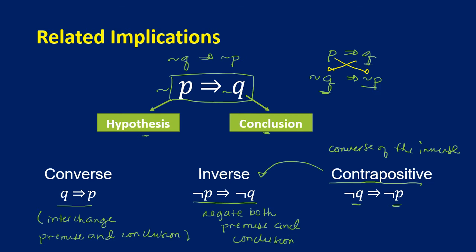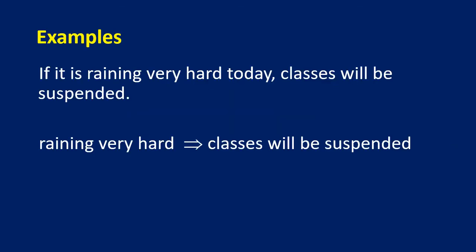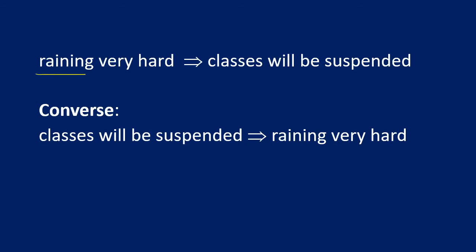Okay, I will show you later why it's very important. Example, if it is raining hard today, classes would be suspended. Of course, now during the pandemic, even if it's raining very hard, there's no suspension of classes because we are doing online. So suppose that we are in the old normal, when this is true. If it is raining very hard today, classes will be suspended. The premise is it's raining very hard and the conclusion is classes will be suspended. Take note, class, that if you're given a sentence like this, you should be able to know which one is the premise and which one is the conclusion.